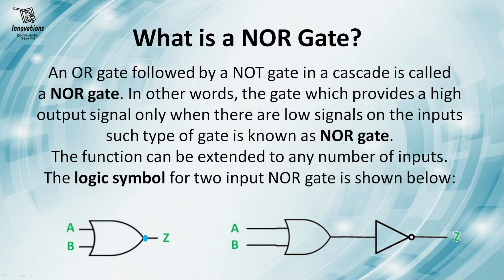In simple words, when the output of an OR gate is inverted, that is a NOR gate. The function can be extended to any number of inputs. That is, a NOR gate can have any number of inputs but only one output. The logic symbol for a two input NOR gate is like this: an OR gate and a dot in front portion to indicate the inversion. So A and B are the inputs, Z is the output. This is a breakup of a NOR gate where an OR gate and a NOT gate altogether is a NOR gate.